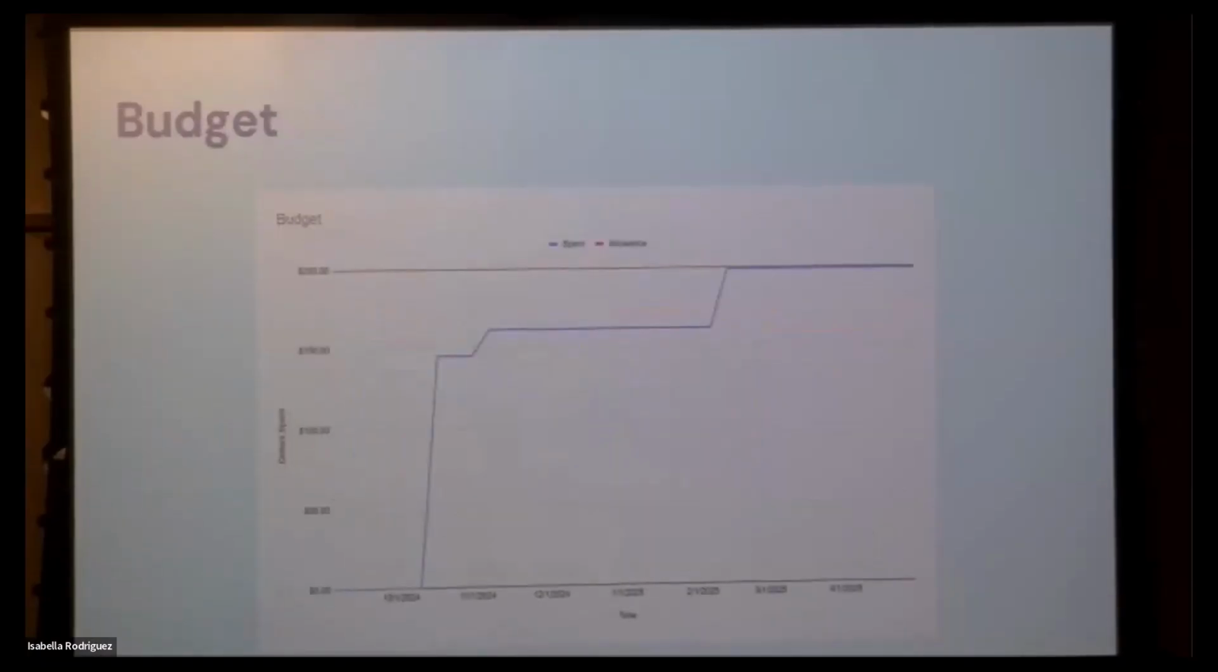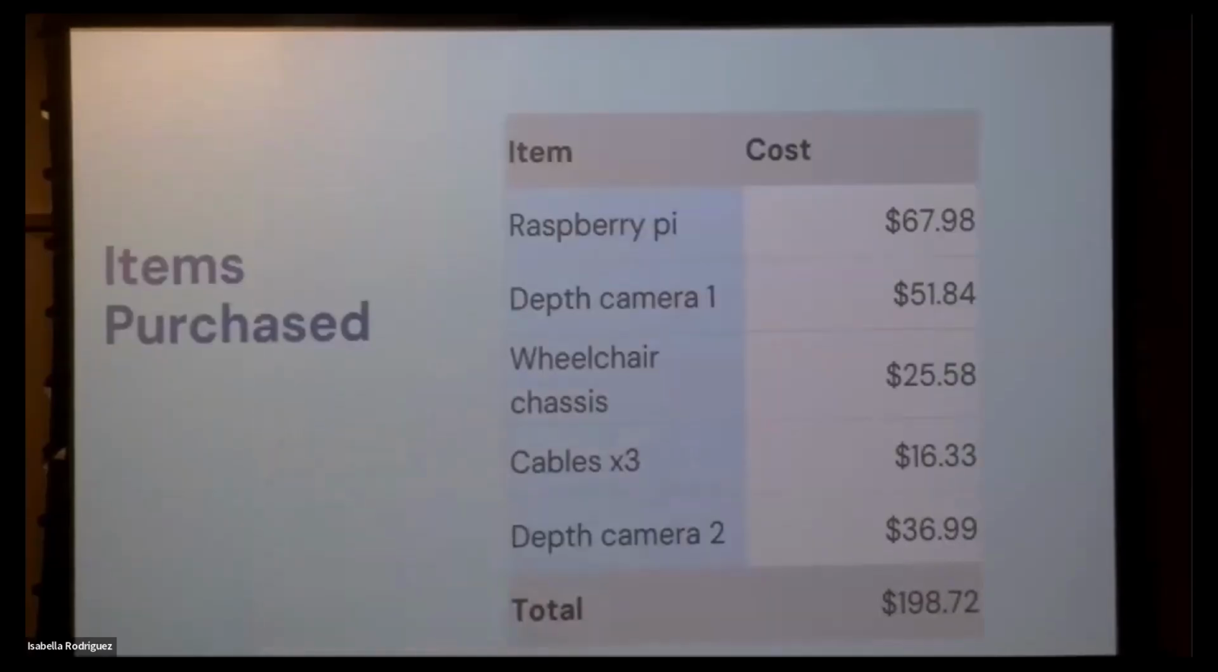And then for our budget, this is how it's looking. We're right at $200, so we made it right under the budget, which is pretty good. The way the budget was split up, we had to buy a new Raspberry Pi for this project. The Depth Camera 1 being the Kinect, unfortunately, broke on us. The extra cables being just adapters for certain wires. And then the Depth Camera 2 that we bought probably four weeks ago, that's the tiny camera you saw in the earlier slides, bringing us to $198.72, right under the $200 mark.